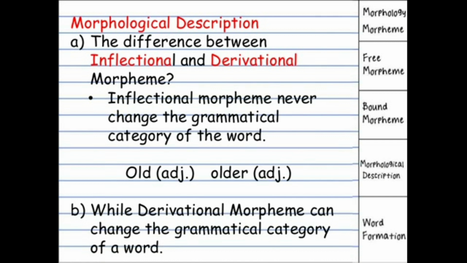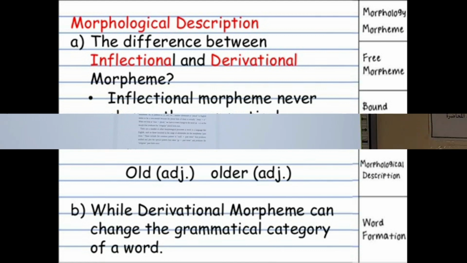That's why it differs from what? From derivational morpheme, because in derivational morpheme we are making some changes. That's why we call it derivational morpheme.